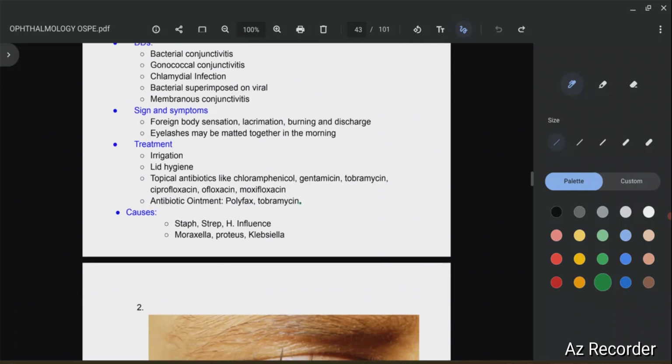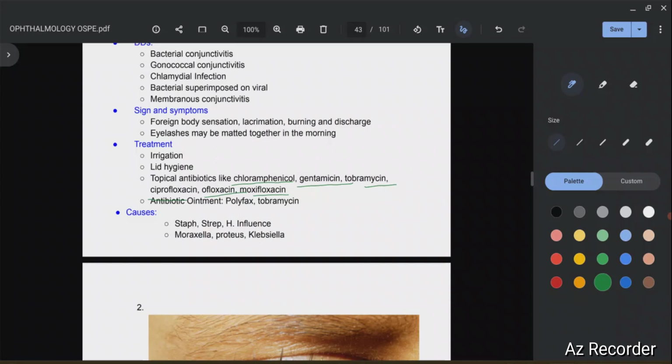What treatment options do we have for this? Important: irrigate. You need to clear up all the mucopurulent discharge. Lid hygiene maintenance is very important. Some topical antibiotics, you should know the names: chloramphenicol, gentamicin, tobramycin, ciprofloxacin, ofloxacin, and moxifloxacin. These are used in bacterial conjunctivitis.